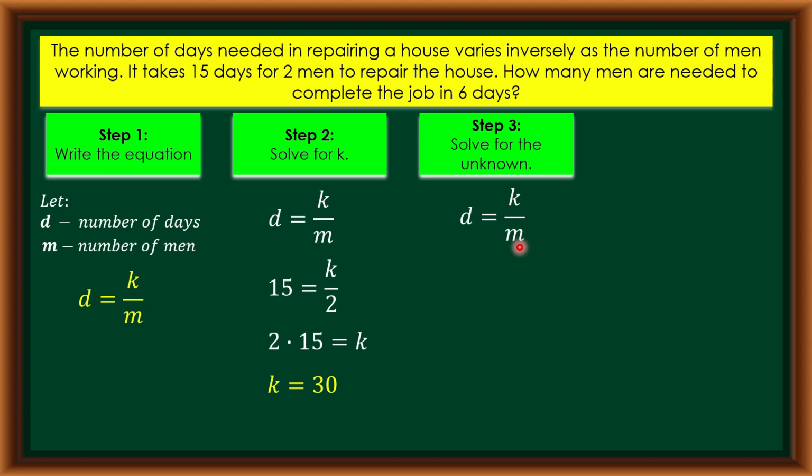So we have 6 is equal to 30 over M. So again, to eliminate the denominator here, let us multiply both sides by M. Therefore, we have 6M is equal to 30. To isolate M here, let us divide both sides by 6. Therefore, our M is equal to 5. And that is the value of our M.